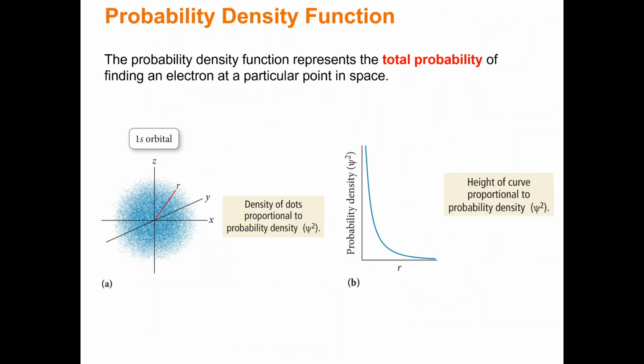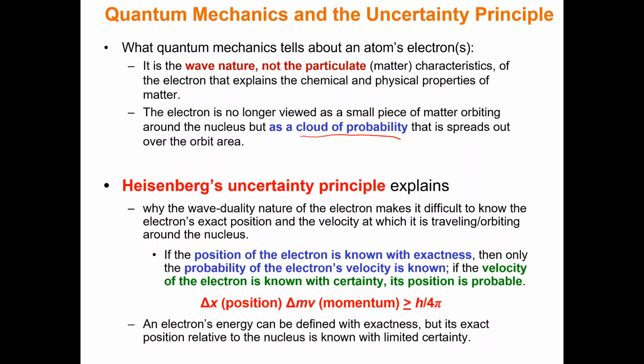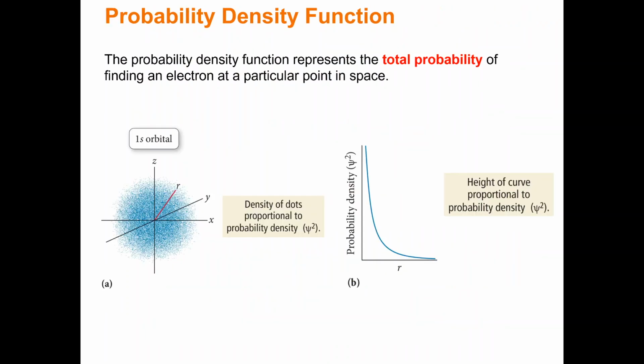So what does that give us? This gives us the probability density function. This is the total probability of finding the electron at a particular point in space, and this is in 3D space, keep in mind. What it does is give us the shape of what we call the orbital. The orbital is based on this cloud of probability. So where are we likely to find the electron in relative vicinity to the nucleus? And these all have a different shape.